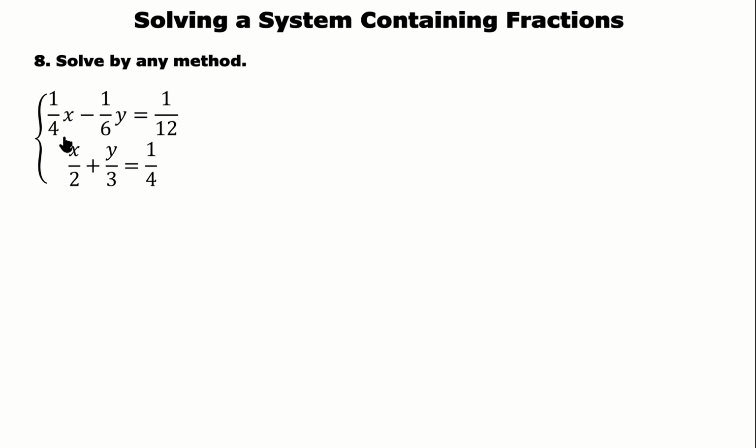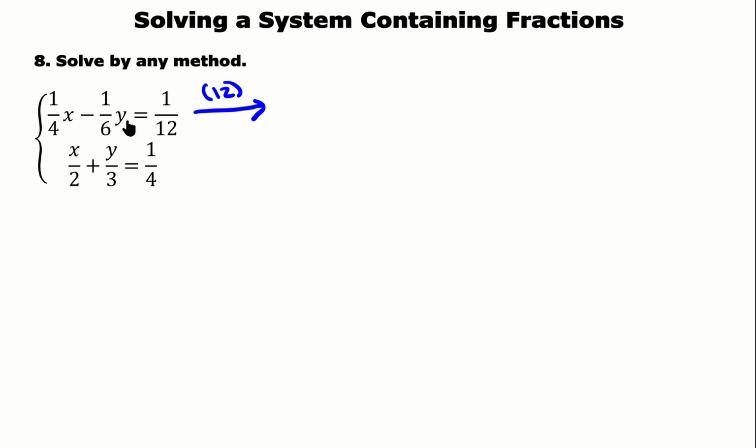So we notice that for the first equation, the LCD is just going to be 12. So that's what we're going to do. We're going to multiply the first equation on both sides by 12. And remember, since we distribute, we're going to multiply 12 and distribute.